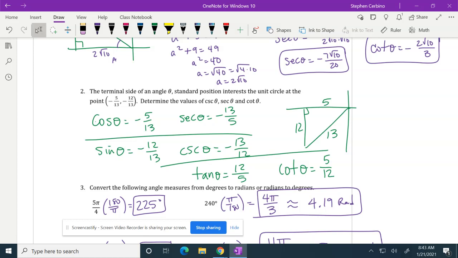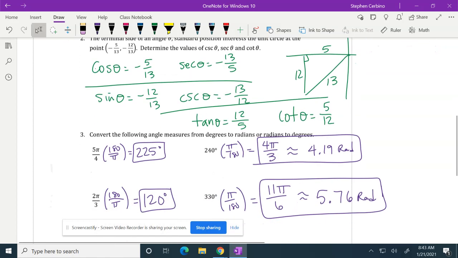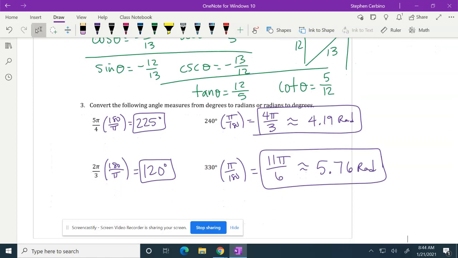Number 3 gives us 4 conversions that we had to do. For the first 2, they were radians. I wanted you to convert to degrees. To convert from radians to degrees, you multiply by 180 over pi. That ratio should be in your notes. It's something I'll give you on a quiz or a test. The pi's cancel, and then I'm just typing into my calculator 5/4 times 180. And that's where the 225 comes from.